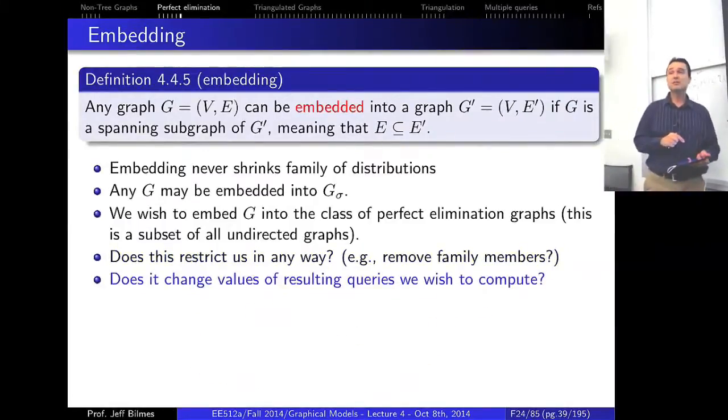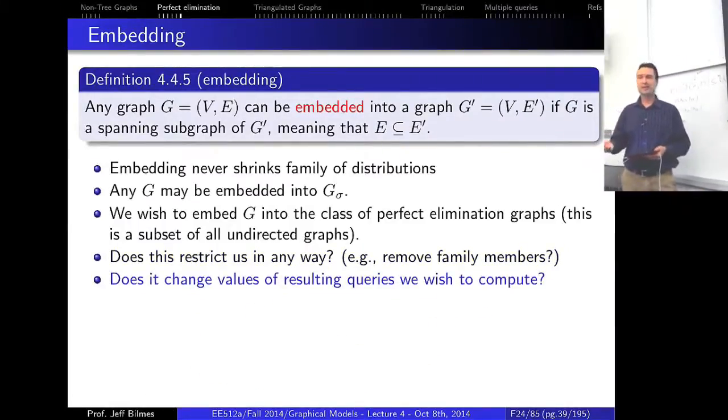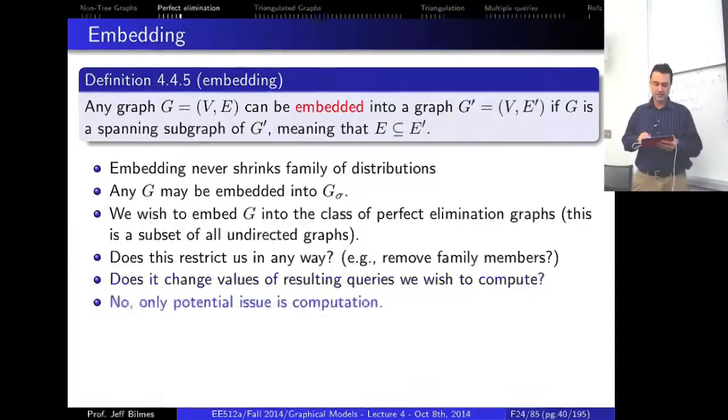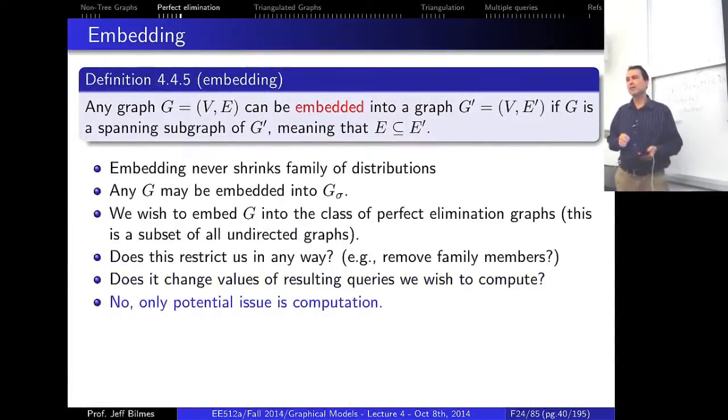Does it change the resulting query values that we get? Let's say, okay, now I've got this embedded family, this larger family, and I want to compute the probability of x2 given x3. Does it change that? No. All answers are the same. Everything is exact. Why? Because we're solving something in a more general category. This is really important. This also, by the way, getting back to the discussion of Bayesian networks, is very related to the moralization process. Moralization is exactly the same.